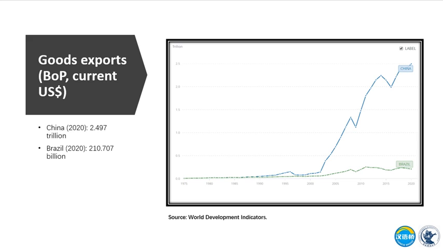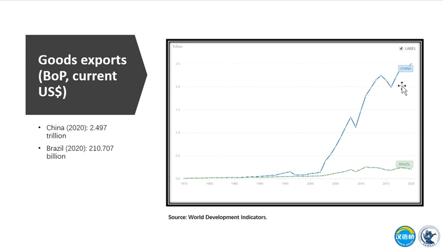So let's look at trade and FDI. This figure shows the total exports of goods for China and Brazil. You can see that in the last century, from the 1970s to 2000, China and Brazil have a very similar size in terms of goods exports. But after entering the new century, because China entered the WTO in 2001, you can see that the export increases at a dramatic rate.